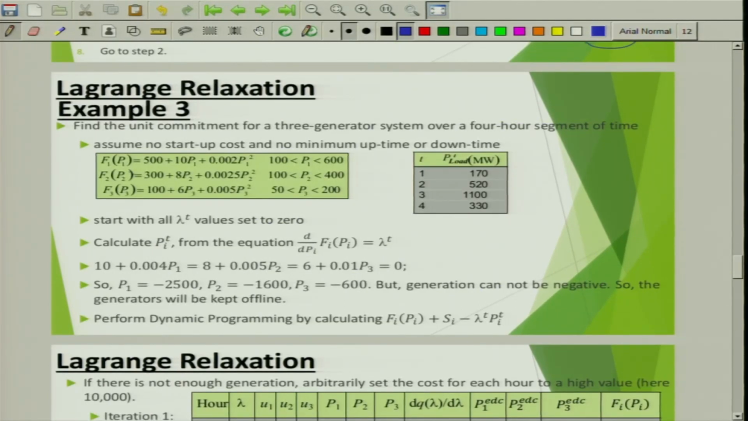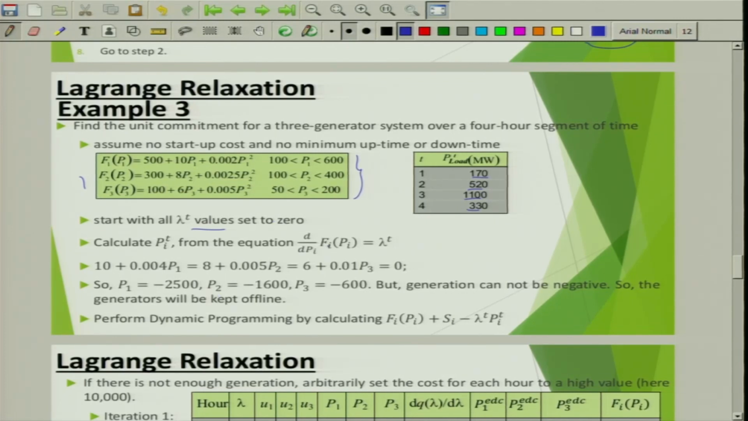Now there are 3 generators that are given to you, they have their fuel cost and their limits, and there are 4 hours, t is equal to 1 to 4. Each hour has its own load demand. Now let me start by considering lambda as 0. First you have to assume lambda. Consider lambda as 0 now.